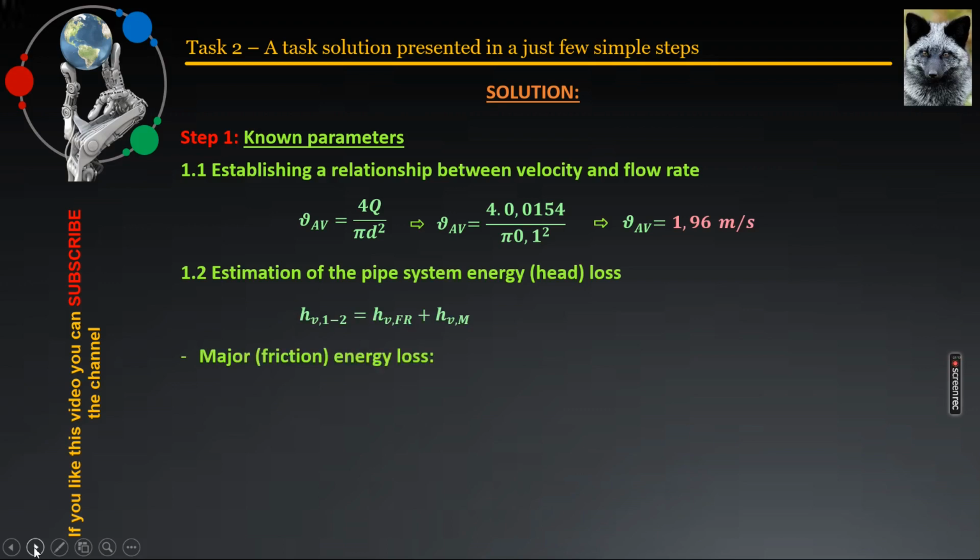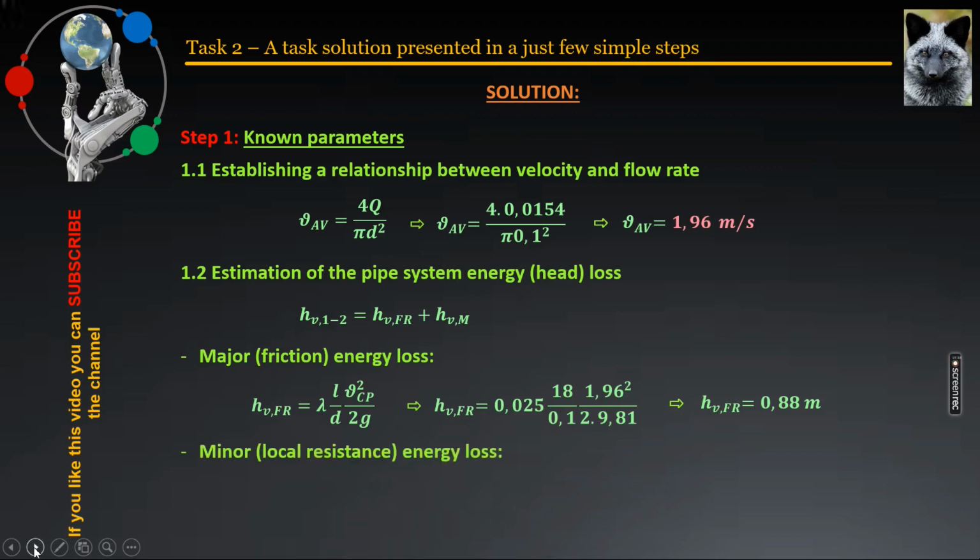Initially, the formula that can be seen on the slide is used. Then it is replaced with numbers, and after being calculated, it is obtained that the friction energy loss will be 0.88 meters. The calculation of losses in local resistances may be performed in the following way.